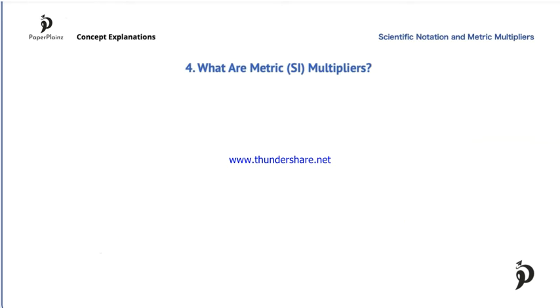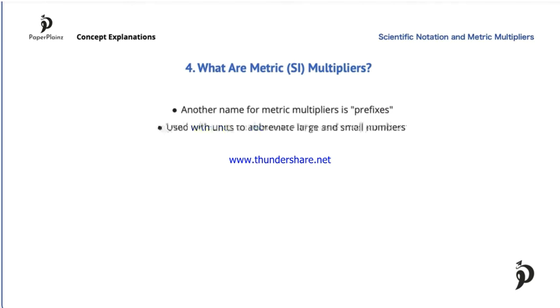Let's continue with metric or SI multipliers. Note that another name for metric multipliers is prefixes. Metric multipliers are used with units, and similarly to scientific notation, they help abbreviate large and small numbers. Let's see a few examples of metric multipliers.